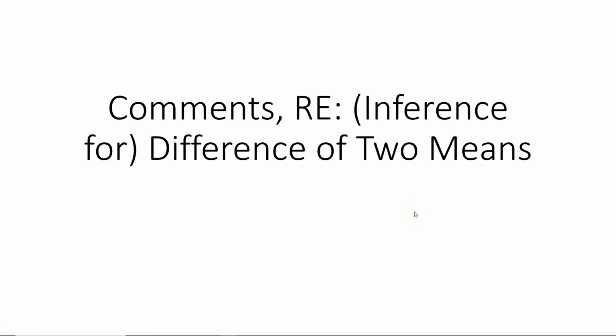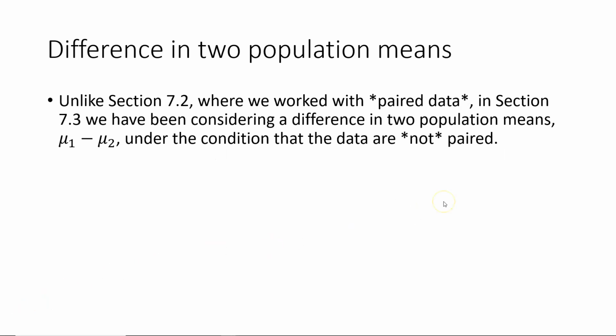Now that you've been introduced to the four-step process for constructing a confidence interval and performing a hypothesis test for the difference of two means, I'd like to take a moment to make some general comments. Unlike section 7.2 of our textbook, where we worked with paired data, in section 7.3 we have been considering techniques dealing with a difference in two population means, under the condition that the data are not paired.